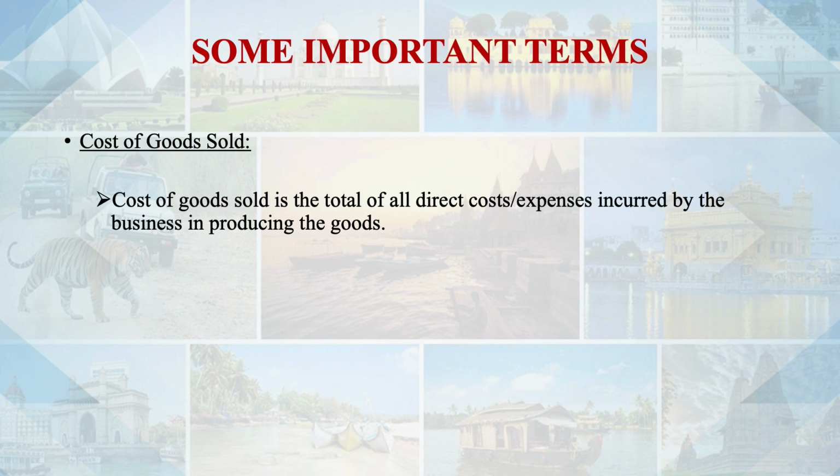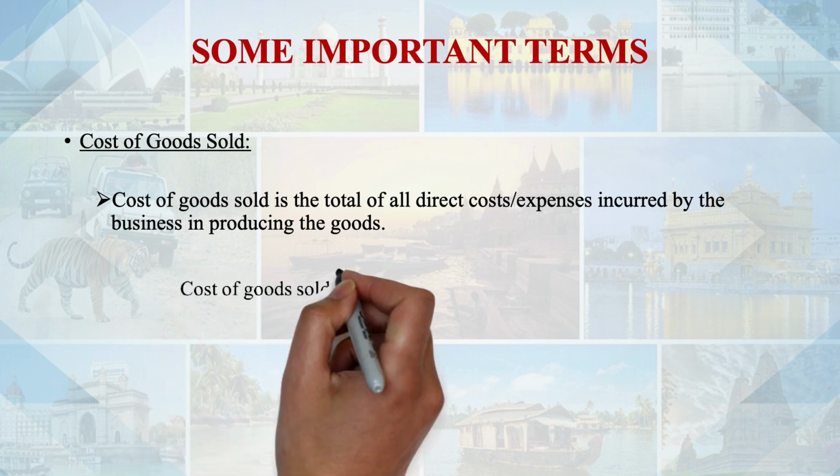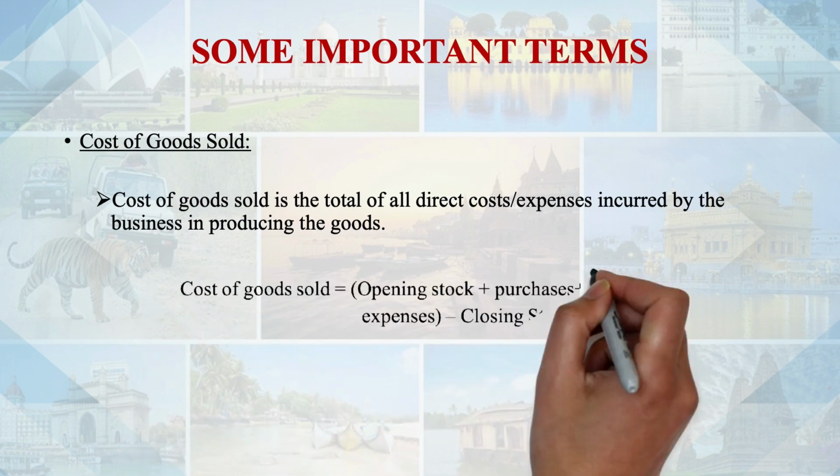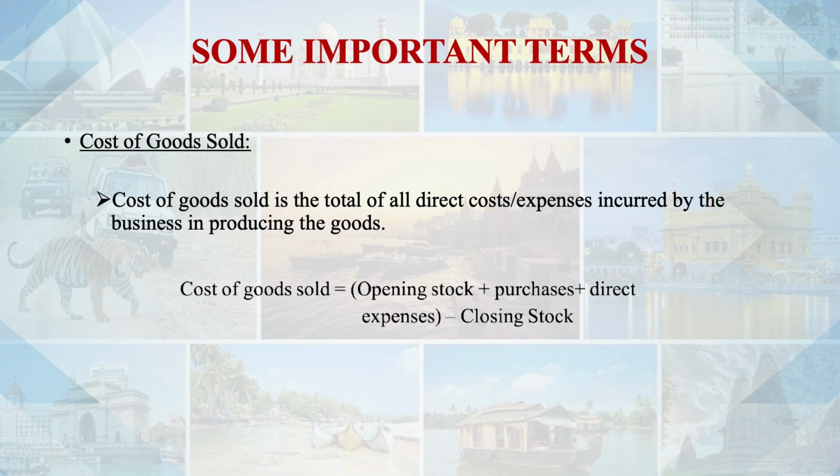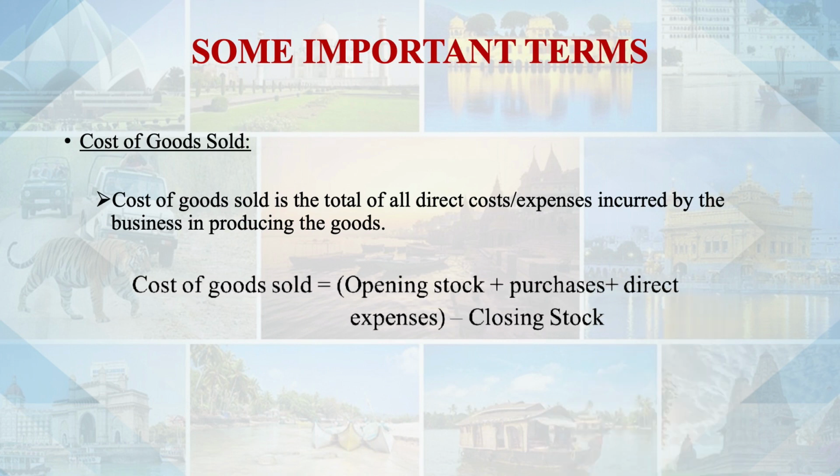So how to calculate that? The formula to calculate the cost of goods sold is that you add the opening stock. Now this opening stock is the opening stock of raw materials. When I say opening stock, it is the opening stock of raw materials when we are calculating the cost of goods sold. Then we add purchases. The purchases are raw material purchases, and we add all the direct expenses.